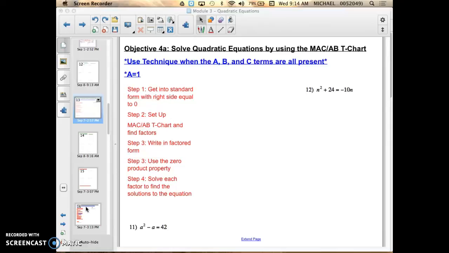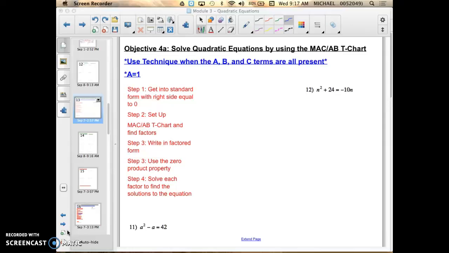There is another piece to this process. The next objective is going to be the same technique, MACAB T-chart, but it's going to be when A doesn't equal 1. So that's the key difference between these two factoring strategies. Same thing as in the previous video: I'm going to do an example, number 12 up here, and then I'm going to ask you to try your own example within the video, number 11 down on the left-hand side. So you pause the video, try that one, and then unpause the video to check your work.